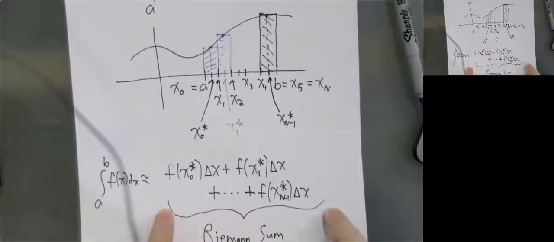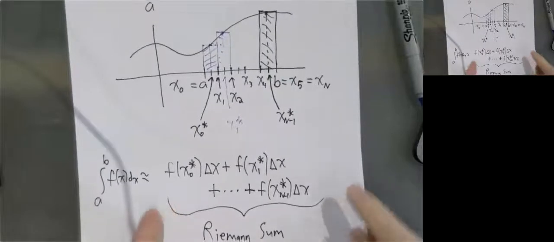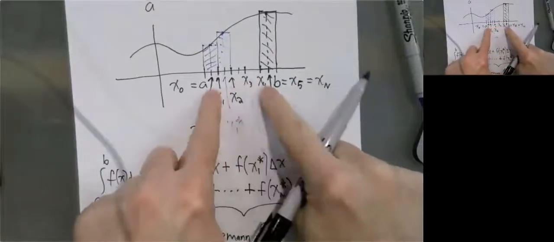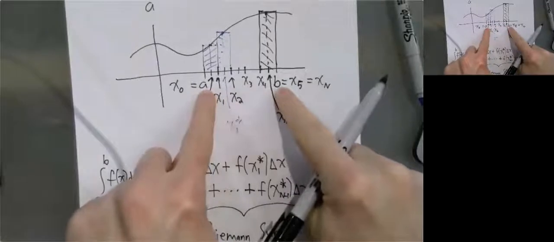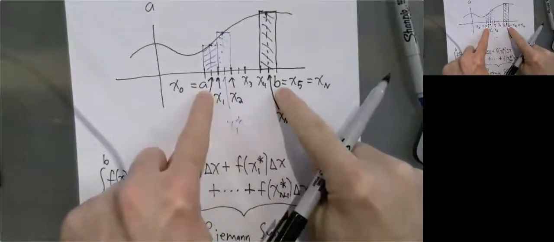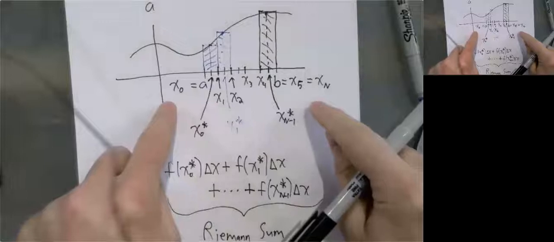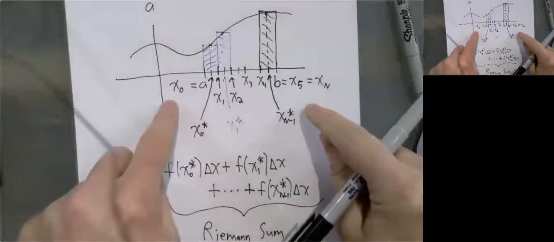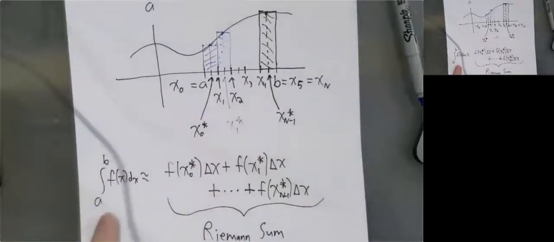But the basic idea behind integration is you take the region that you're integrating over, you chop up that region into tiny pieces, you compute the contribution of each piece, and you add up all the individual contributions. That's the idea behind integration.